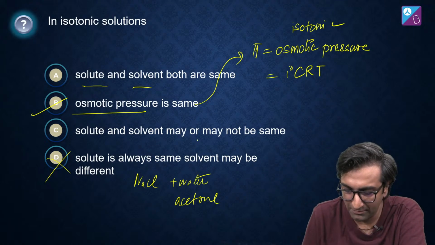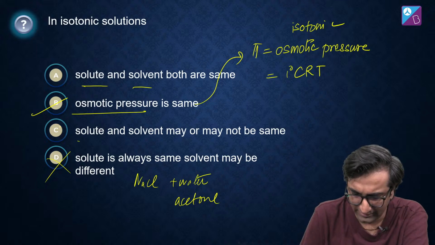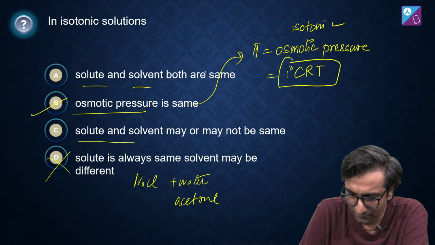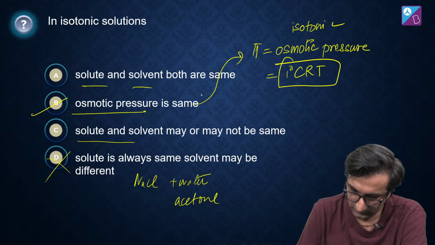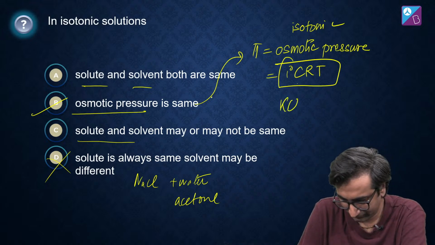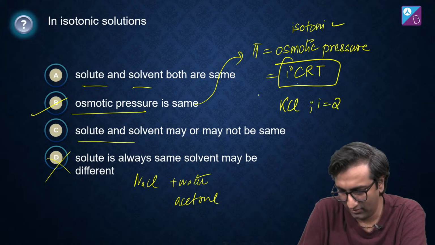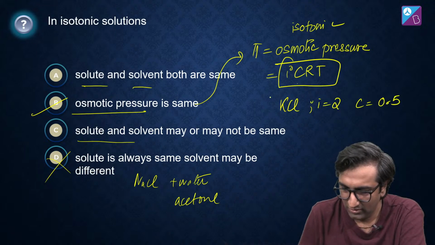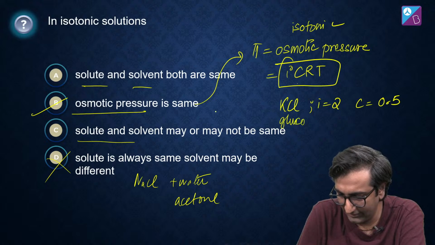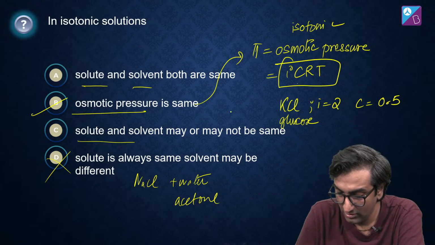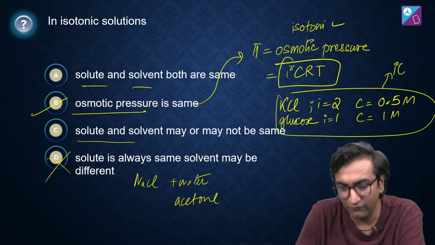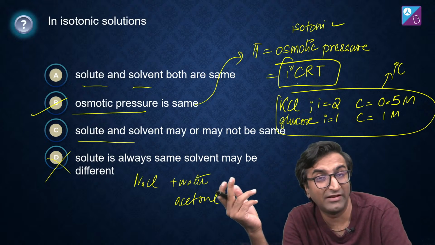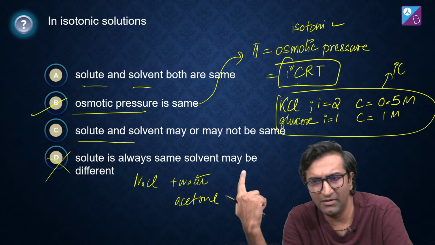Solute and solvent may or may not be the same. Yeah, absolutely, right? Osmotic pressure same है, मतलब ये product same है. Temperature times concentrations times i, right? So I could have something like say KCl, जिसकी i value 2 है, and I take the concentration to be 0.5, versus glucose, which is a completely different substance, completely different solute, जिसकी i is obviously 1 and concentration is 1 molar, right? इन दोनों का i into C is going to be the same, which makes them isotonic, right? So yeah, solute and solvent may be the same, may not be the same.